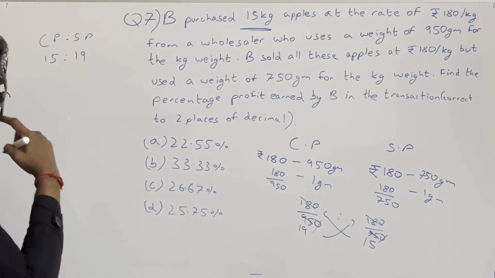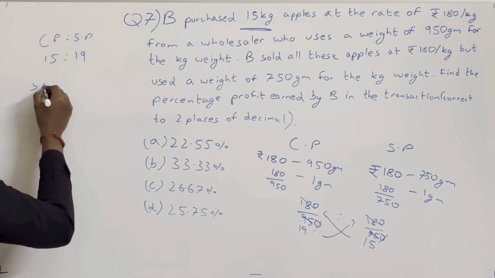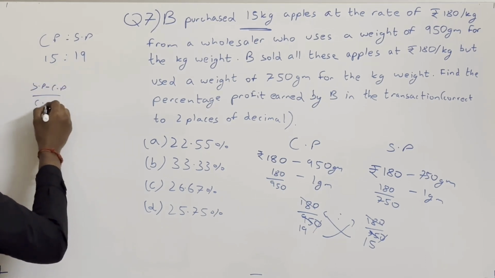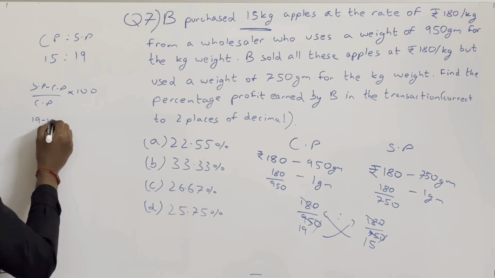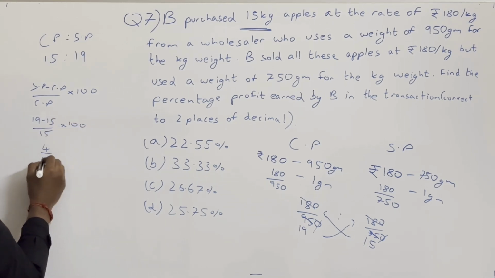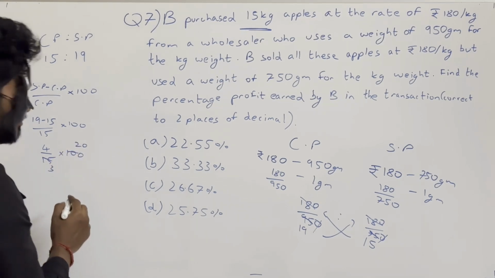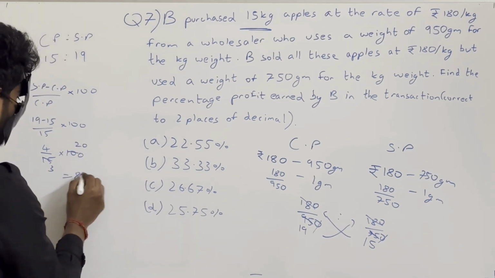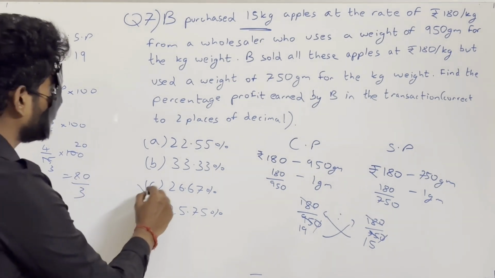Now the profit percentage is nothing but selling price minus cost price by cost price into 100. So this is nothing but 19 minus 15 by 15 into 100, which is nothing but 4 by 15 into 100, which is nothing but 80 by 3, which is nothing but 26.67%. So option C is right.